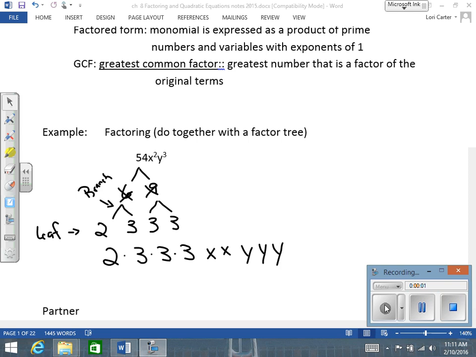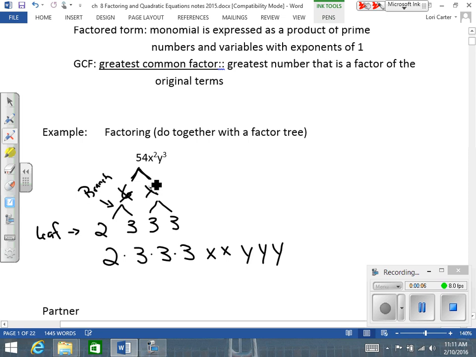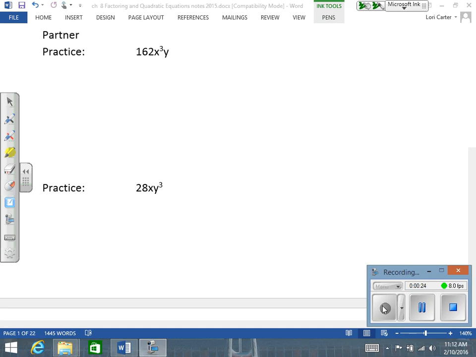Factor 54x²y³. You factor 3 down. 6 and 9 works. 6 is 2 times 3. 9 is 3 times 3. These do not count because they have branches. So that's 2 times 3 times 3 times 3. You have 2 x's from the x squared, 3 y's from the y cubed. That's completely factored.